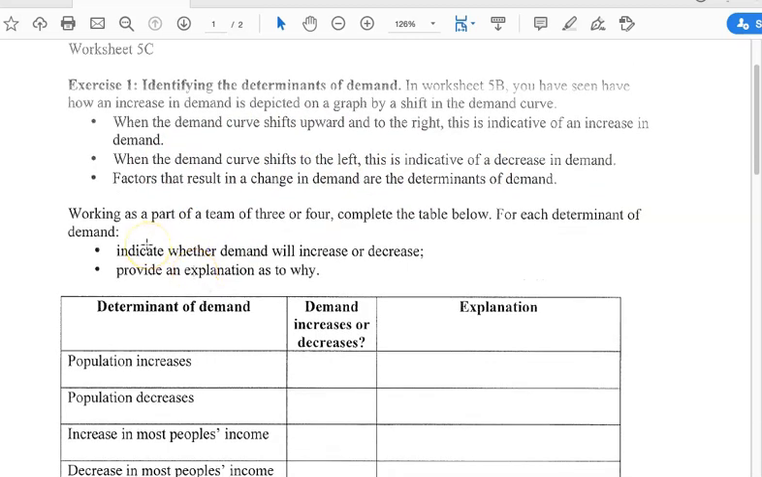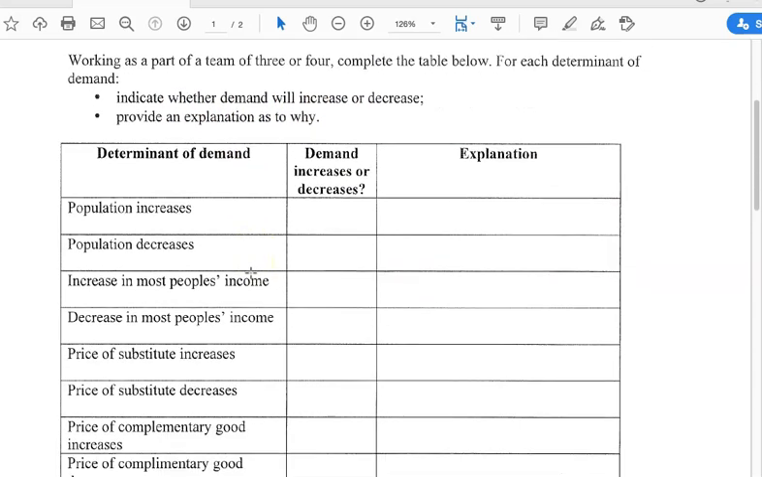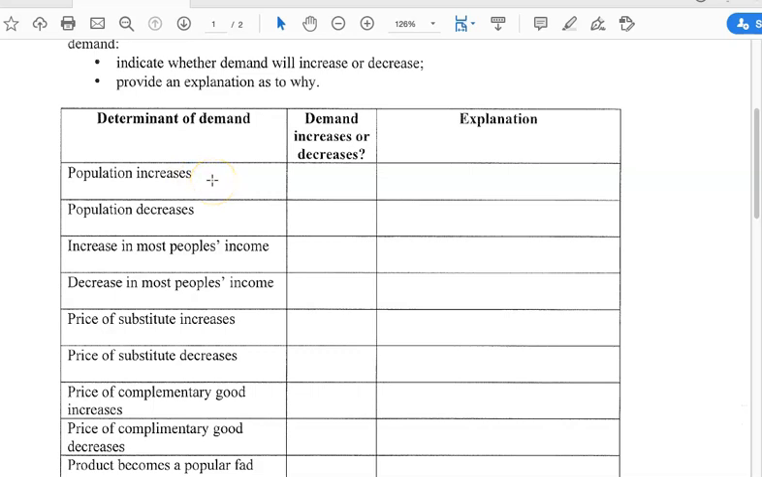Now, because of distance, we're not going to work as a team of 3 or 4. I'll just ask you to work solo, but use the chart that I helped you with in the video there with the shifters on it. For each shifter, I want you to indicate whether demand is going to increase or decrease and give an explanation as to why. So, for example, if the population increases in a market, does that mean the demand is going to increase or decrease? Well, when the population grows, demand increases. So you put either an arrow up is fine or just an I, or you can write the whole word increase. And it just means that there's more people bidding for those items.